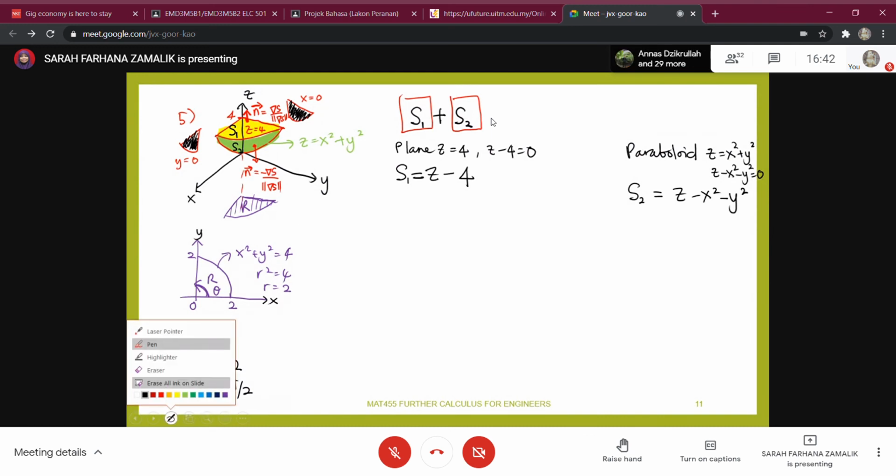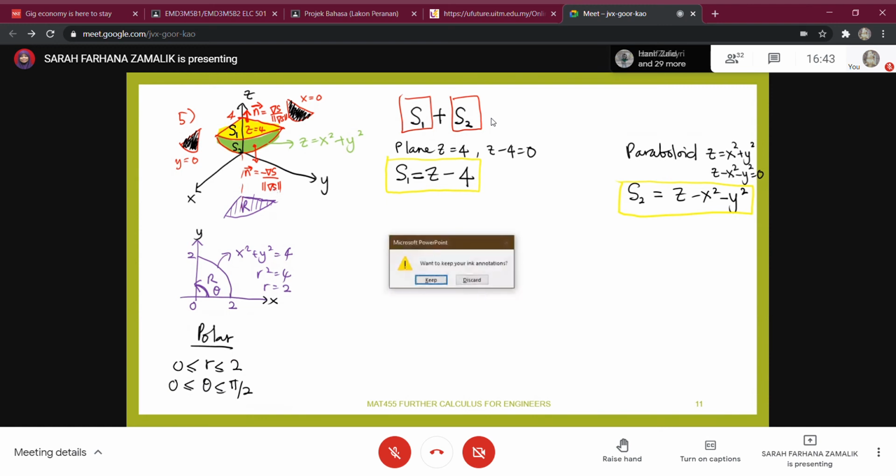Boleh cuba sekarang? Okay, please try now. Kira betul-betul, okay? Sebab ada banyak komponen nak kira ni. So S1 Z minus 4, S2 Z minus X square minus Y square. So for S2 jangan lupa unit normal dia ada negatif dekat gradient S. Please try now, nanti kita check jawapan. S1 dapat apa, S2 dapat apa. If you have any question boleh tanya, okay?